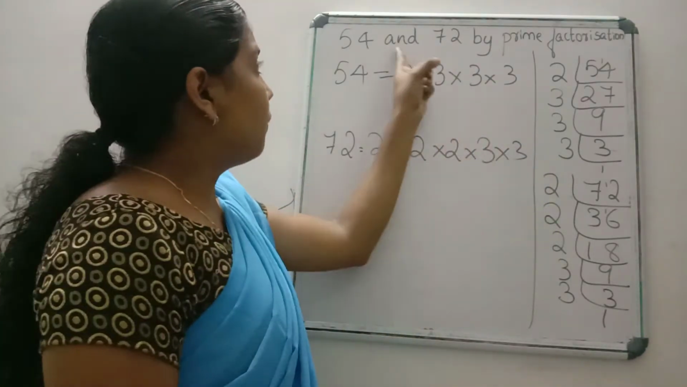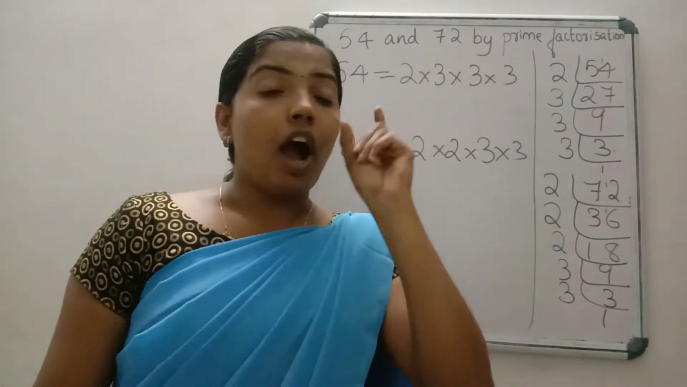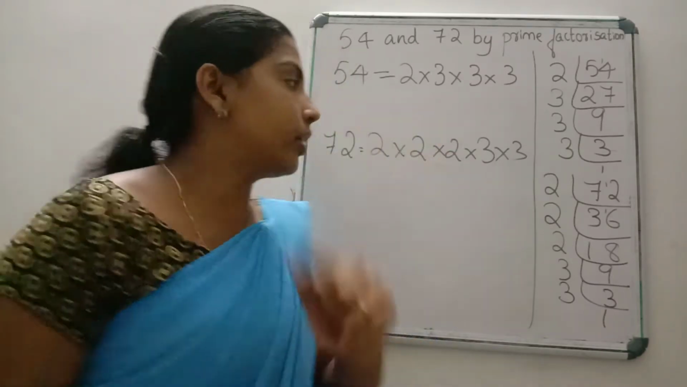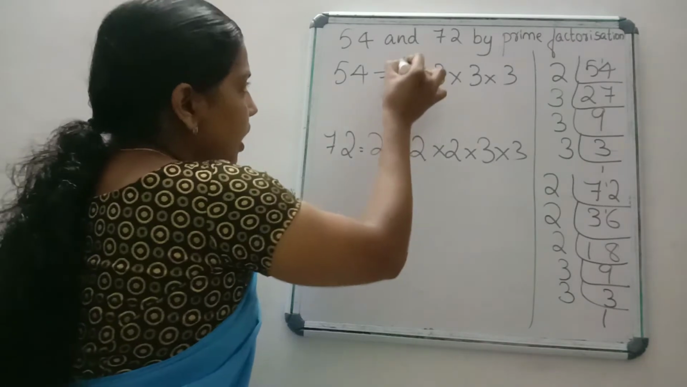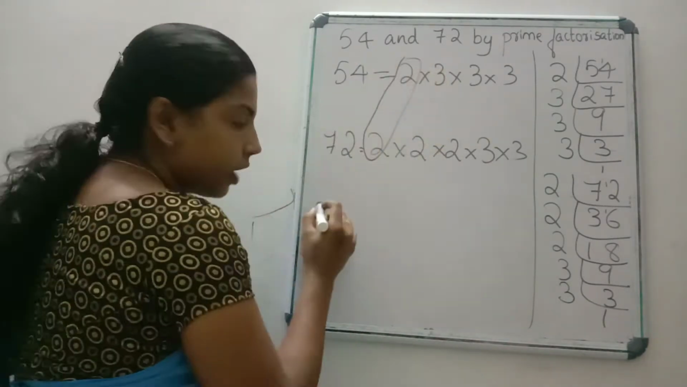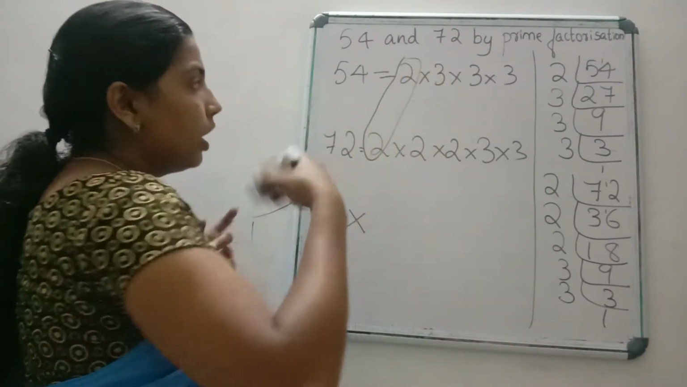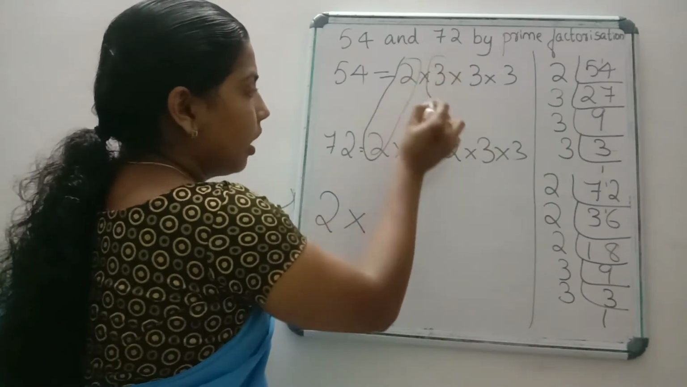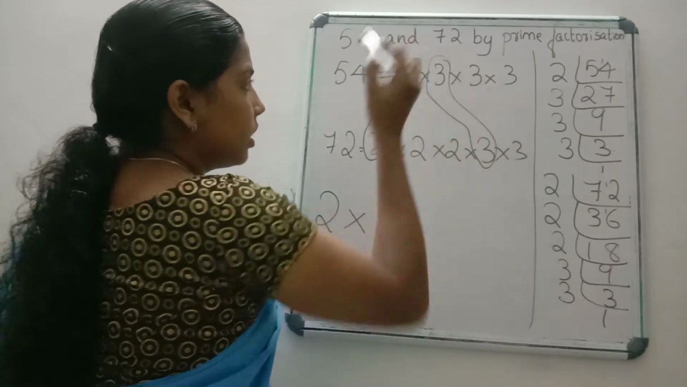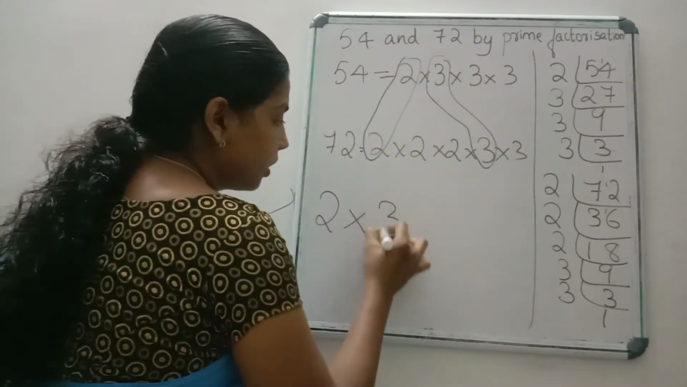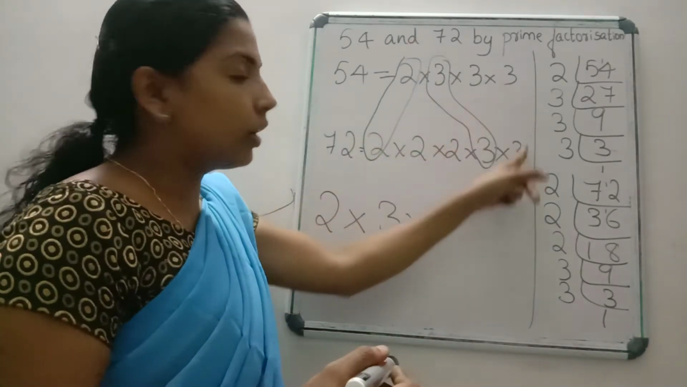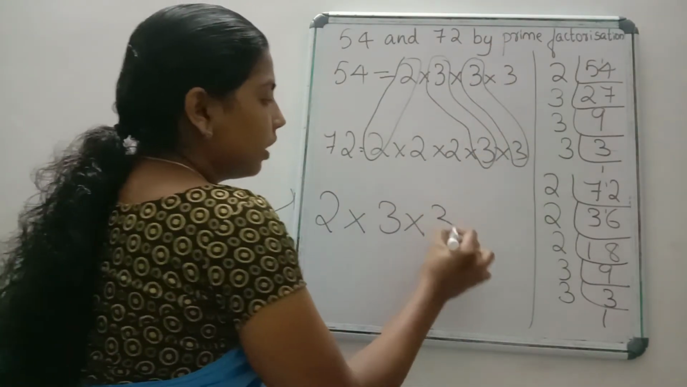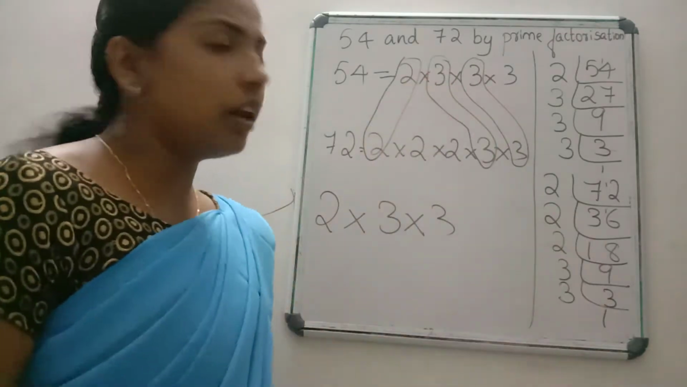Now see, we have to find the HCF, highest common factor. Before that, first we have to find the common factors. Here which are the common factors? See, a 2 is common. So write that 2 first. Into. Now which number is common? Here there is a 3, here also there is a 3. So from both these numbers, a 3 is common. 3 into. Again, one more 3 is common, so that 3 can also be taken. No other numbers are common.